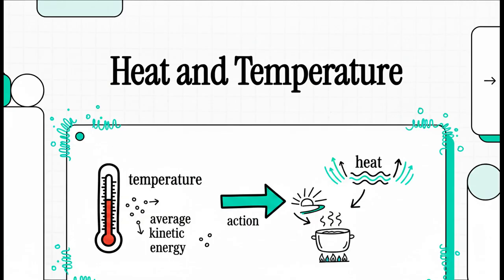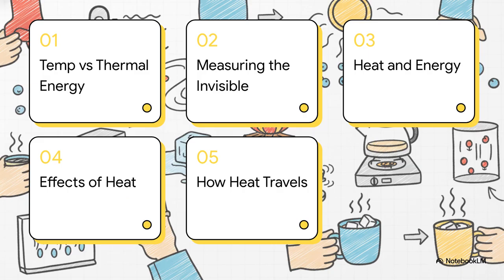By the end of this explainer, you'll have a crystal clear understanding of the invisible forces running everything, from the thermometer in your bathroom to the fundamental laws of our universe. Let's get into it. Here is our quick roadmap for today's journey. We'll start with temperature versus thermal energy, look at how we measure the invisible, jump into heat and energy, cover the physical effects of heat, and wrap up with exactly how heat travels.